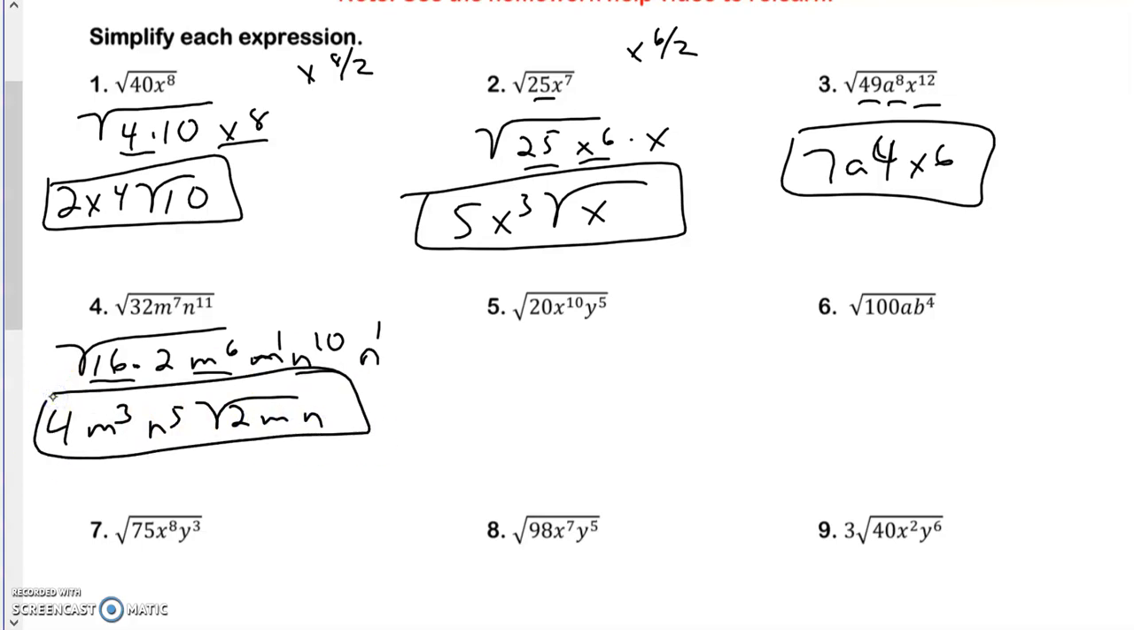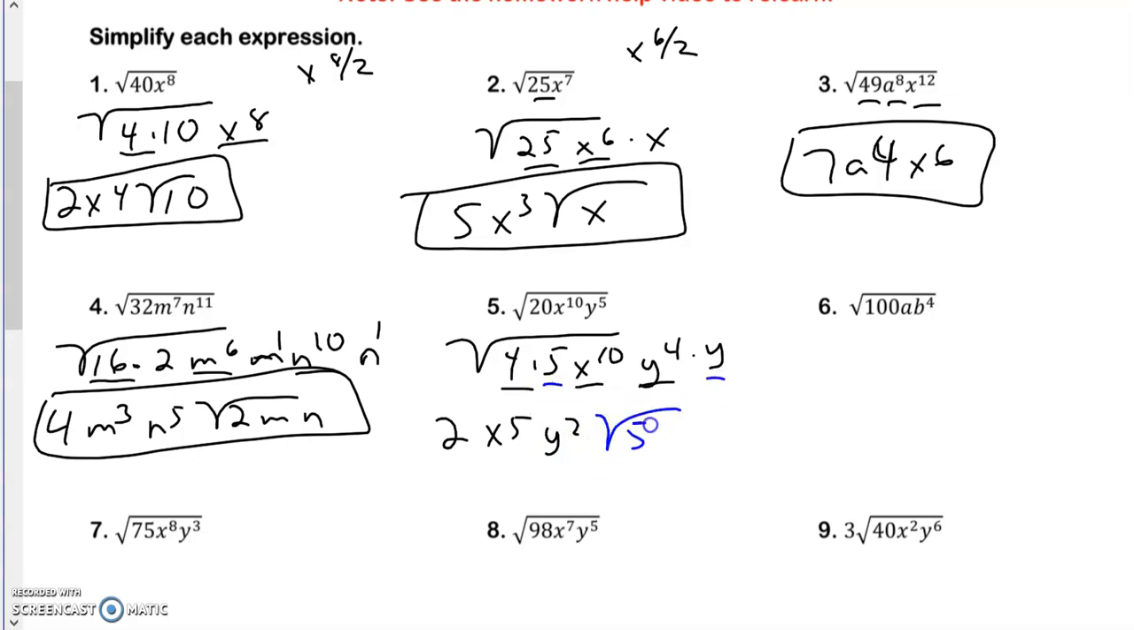Taking a look at this one, got to find the biggest one. So again, I'm looking, and I notice it's going to be 4 times 5. X to the 10th is perfect. I love it. Y to the 5th, not so good, so I got to look for the biggest one. So it's 4 and 5. I'm going to cross those, underline those, because those are perfect. Square root of 4 is 2. 10 divided by 2 is 5. 4 divided by 2 is 2. And what's not perfect is the stuff that I didn't underline, so that is the stuff that goes underneath.